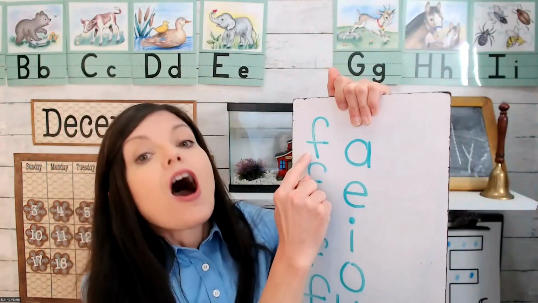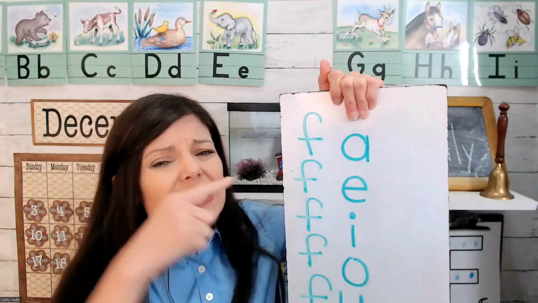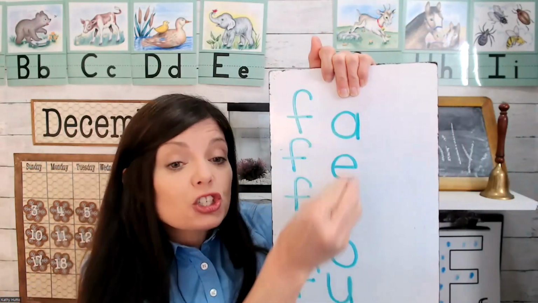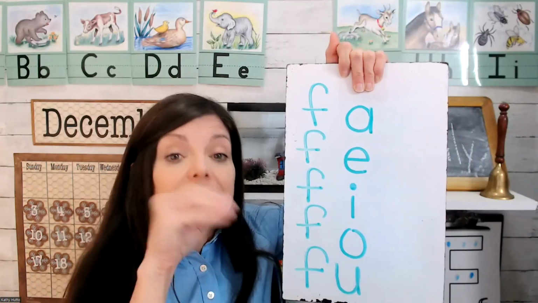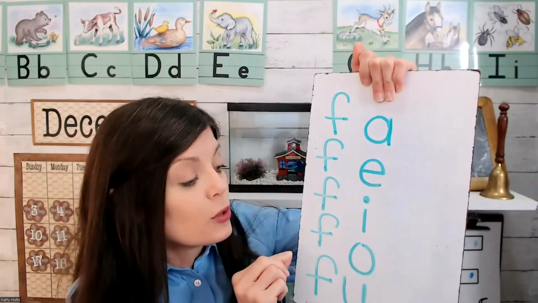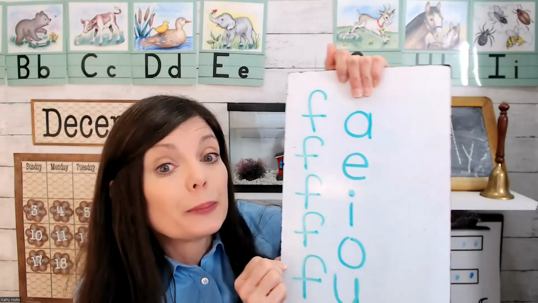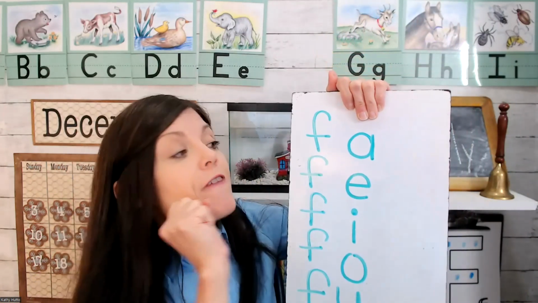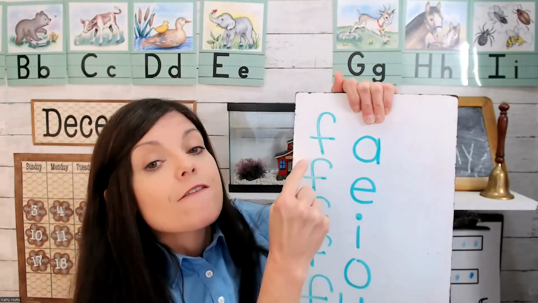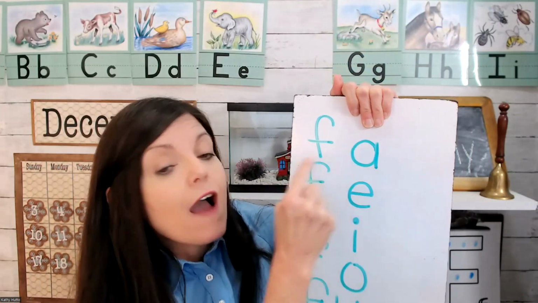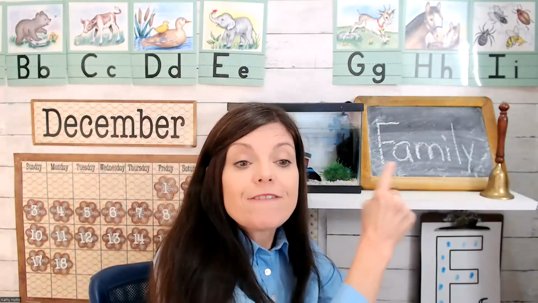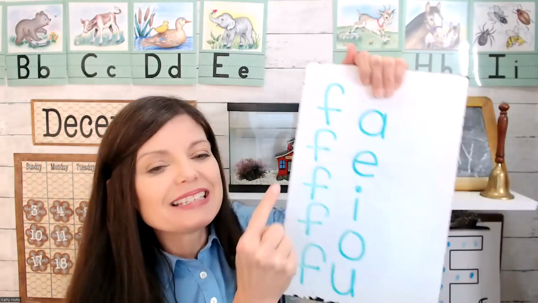Letter F says /f/, and letter A says /a/. If you're not sure about the vowel letter sounds, the link below will help you to know what those sounds are using some Vowel People stick puppets. Let's blend. Fa, fa, like family.